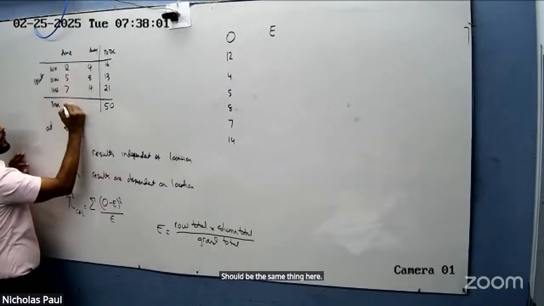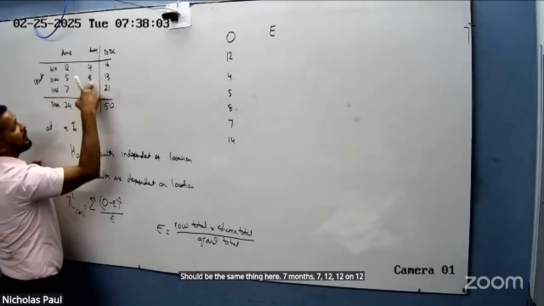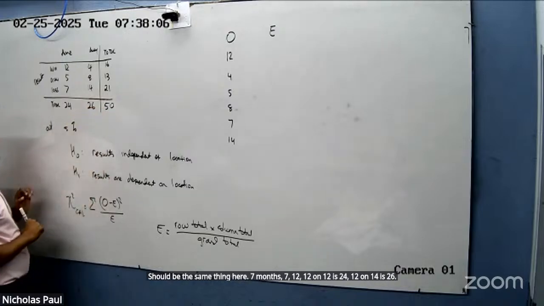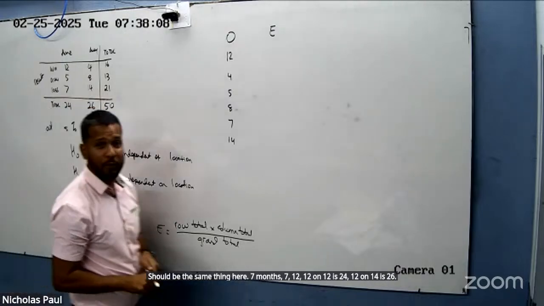7 and 7, 12. 12 and 12 is 24. 12 and 14 is 26. Right? Everybody okay with that?